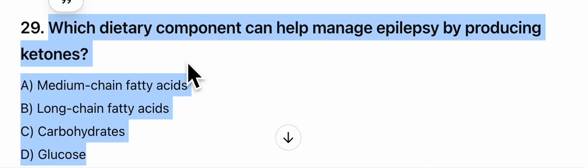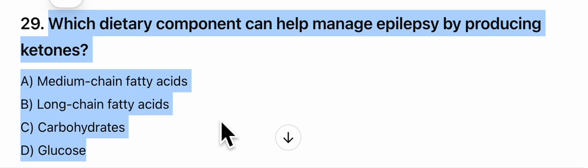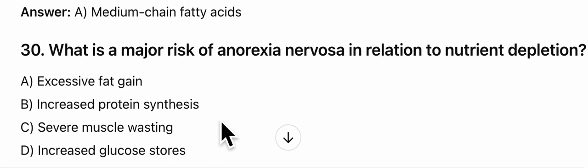Which dietary component can help manage epilepsy by producing ketones? A. Medium-chain fatty acids. B. Long-chain fatty acids. C. Carbohydrates. D. Glucose.